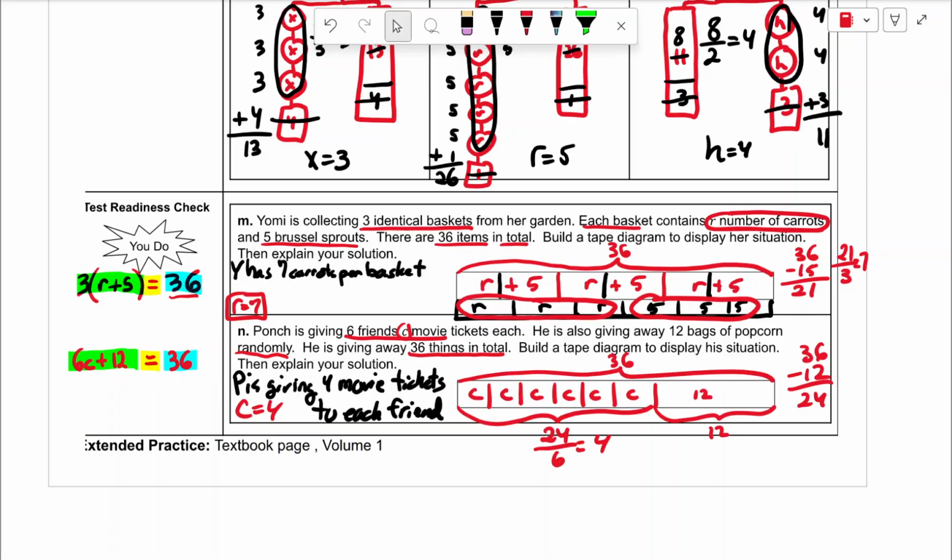Okay, we're back. Check out your tape diagram first. Did you have 6 C's in a row and the number 12? And did you make the entire piece of tape worth 36? From there, did you take off 12, the constant, and have 24, and take the 24 and divide it into 6 C's? So divide by 6 to get 4, and C is 4. What does C stand for? It stands for how many movie tickets each friend is getting. So Punch is giving 4 movie tickets to each friend.